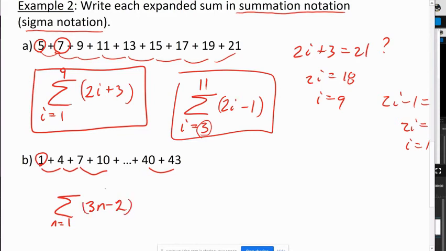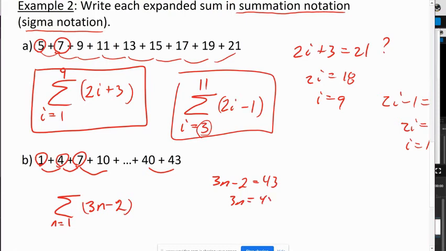Now let's test it and see if it works when n equals 2. That would be 6 minus 2, which is 4. That works. When I plug in 3, I get 9 minus 2, that's 7, and so on. And so now we just need to figure out where should we end. When does the expression 3n minus 2 produce an answer of 43?